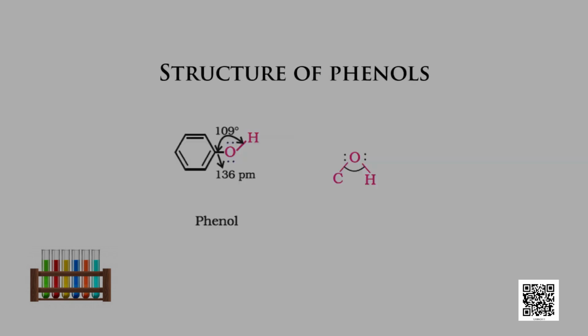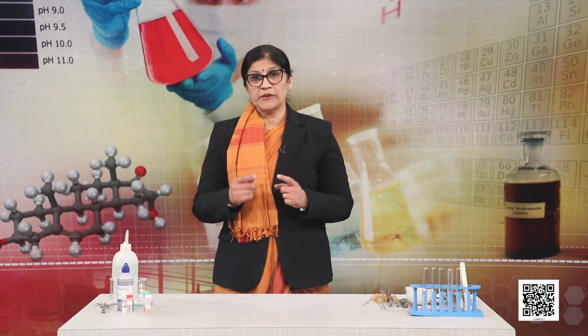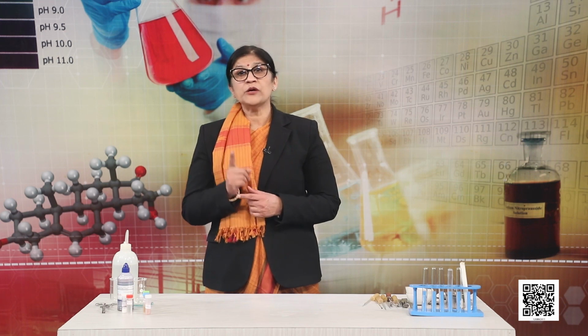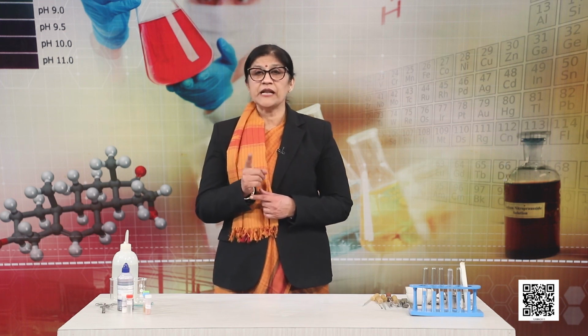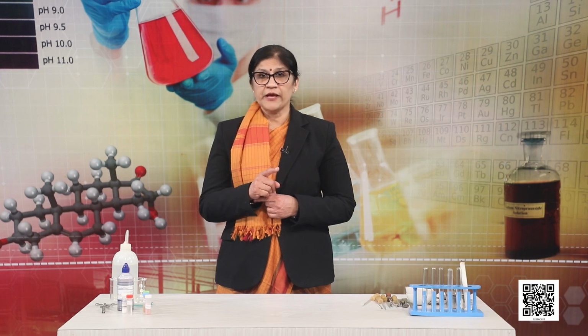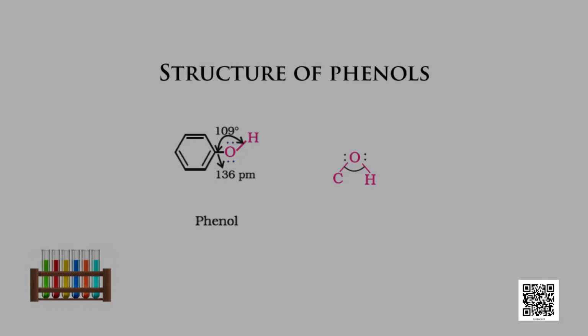In phenols, the OH group is attached to the sp2 hybridized carbon of an aromatic ring. The carbon-oxygen bond length, that is 136 picometers in phenol, is slightly less than that in methanol. This is due to the partial double bond character on account of the conjugation of the unshared electron pair of oxygen with the aromatic ring and the sp2 hybridized state of the carbon to which the oxygen is attached. Have a look at the slide.